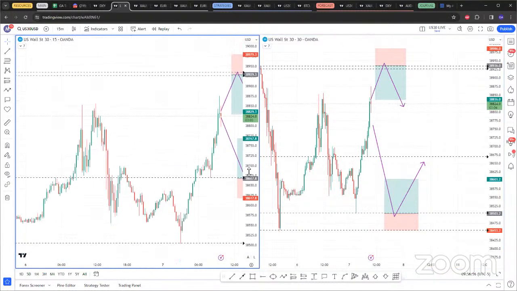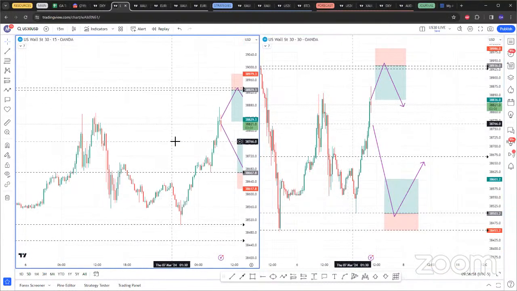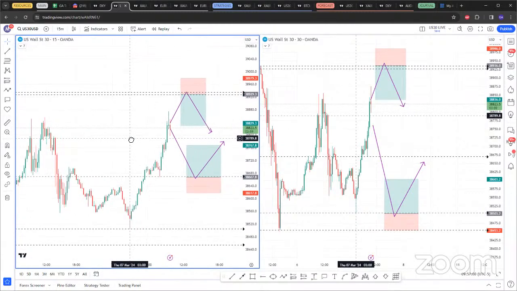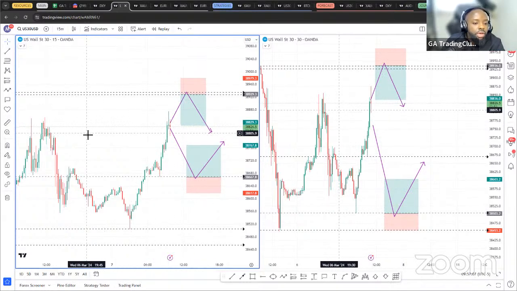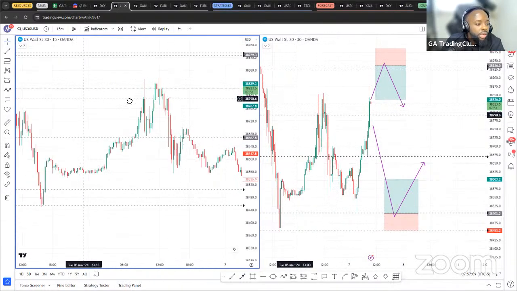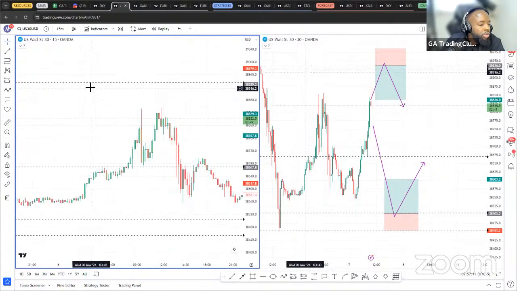So as long as you have your markups for supply and demand on a high time frame, you're safe to use a small time frame. So it's either that or even entering on impulse. But let me show you here.